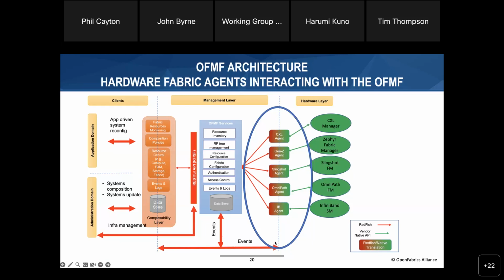Everything's done by events. So the OmniPath agent comes up and says, oh, I have a fabric I found. That's an event. Then as it fills in all the details, that's an event. And it goes through the OFMF. And if you're subscribed to the OFMF, it'll give that information over to a composability layer, and downstream from there over to whatever's talking to the composability layer.